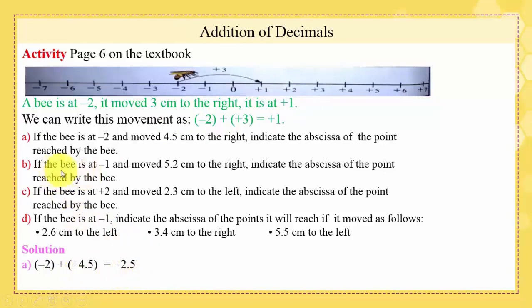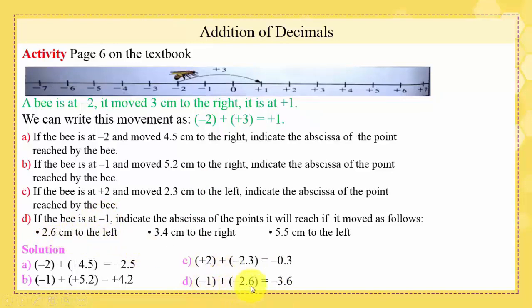B, if B is at minus 1 and moved 5.2 to the right, then minus 1 plus 5.2 equals plus 4.2. C, if B is at plus 2 and moved 2.3 to the left, that means minus, then plus 2 plus minus 2.3 is minus 0.3. D, if B is at minus 1 and moved 2.6 centimeters to the left, that means minus, minus 1 minus 2.6 equals minus 3.6.